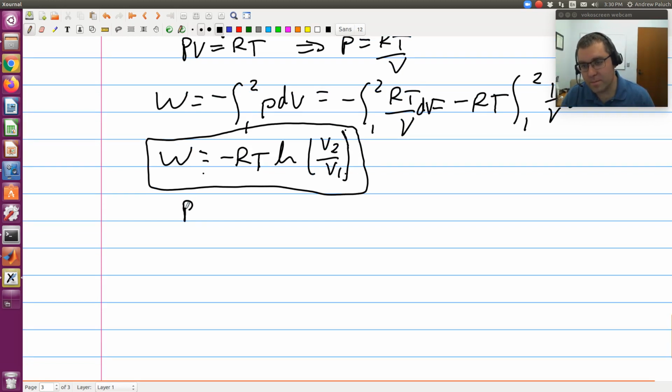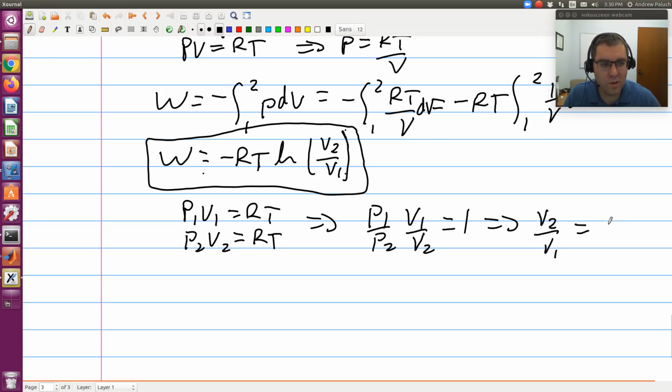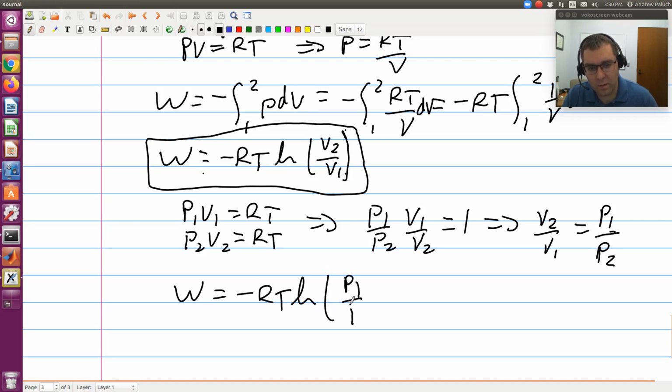Key is just that P1 V1 is equal to, I'm just going to write as RT since temperature is constant. P2 V2 is equal to RT. And so therefore we get that P1 over P2 times V1 over V2 is equal to 1, so that V2 over V1 is just equal to P1 over P2. Okay, so this is equivalent to negative RT log P1 over P2.